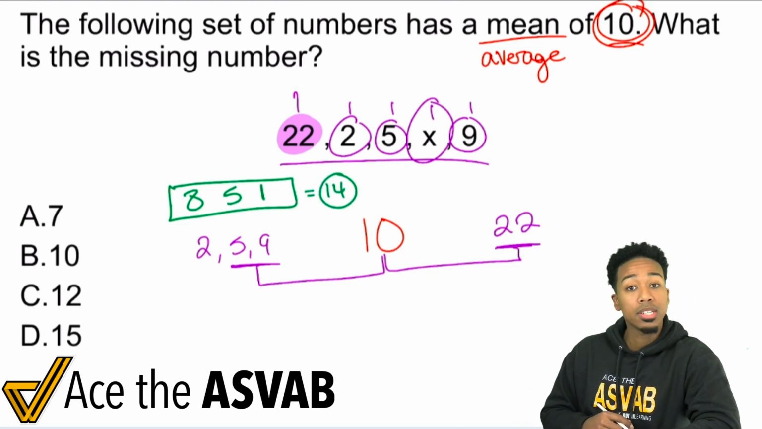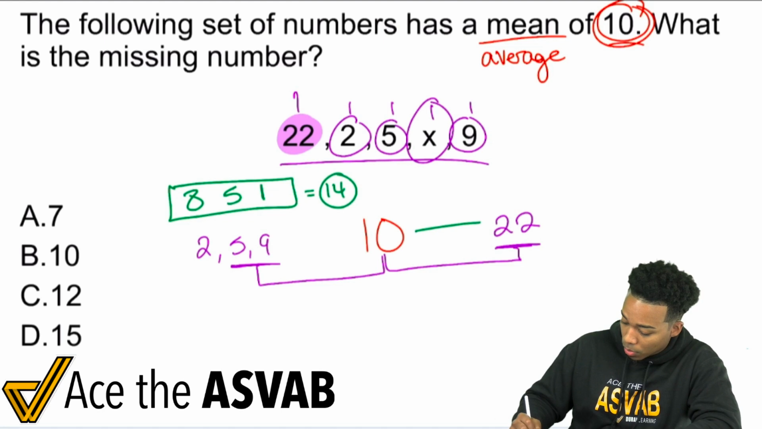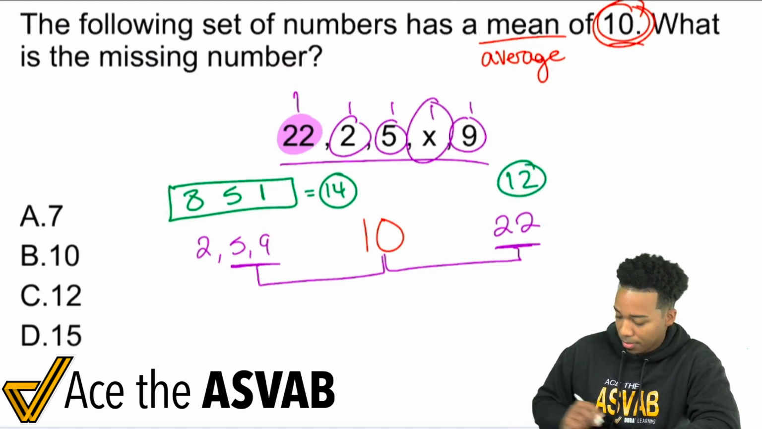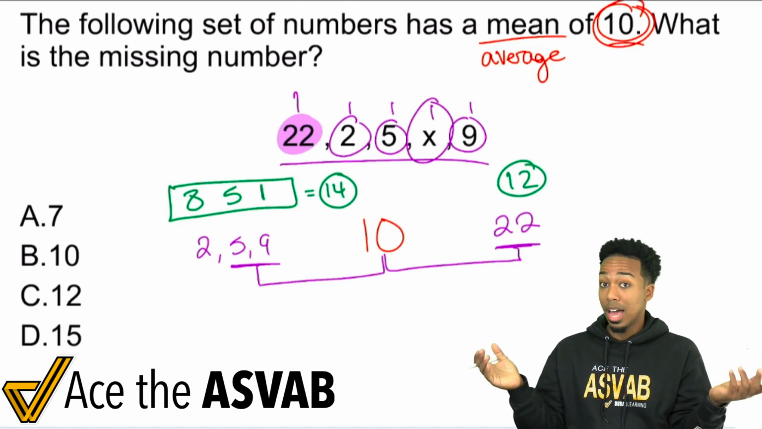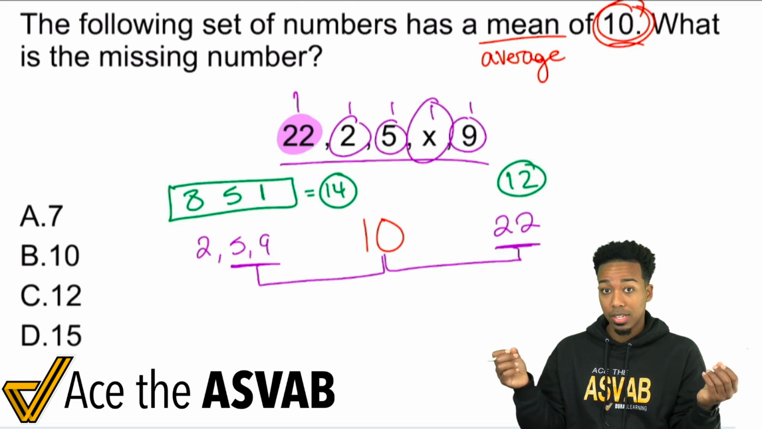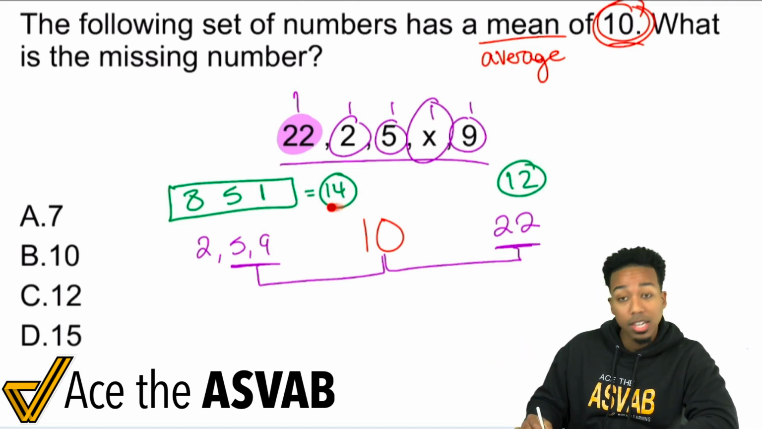That adds up to 14. Let's take a look at 10 to 22. How far is 22 from 10? That is 12. So if you take a look here, is this balanced right now? No, it's not. It is not balanced. You notice here that we have 14 on the left side and 12 on the right side.